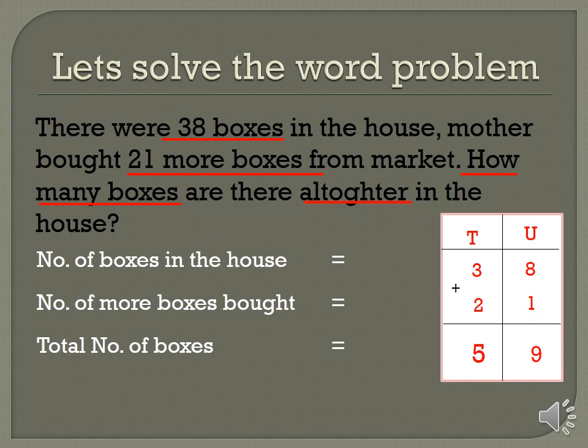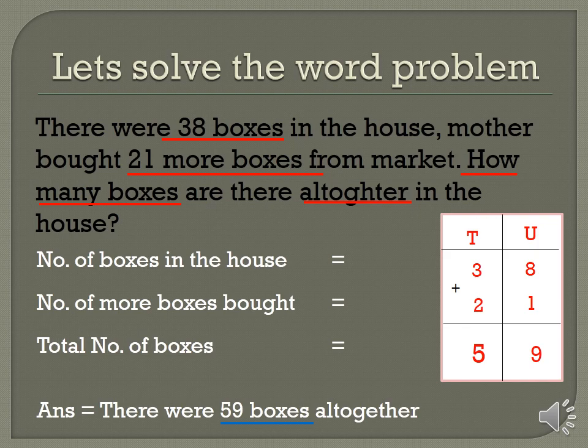So now the last step is writing the answer. So we have to write the answer as there were 59 boxes all together. So this is how we have solved one sum. Let us try.